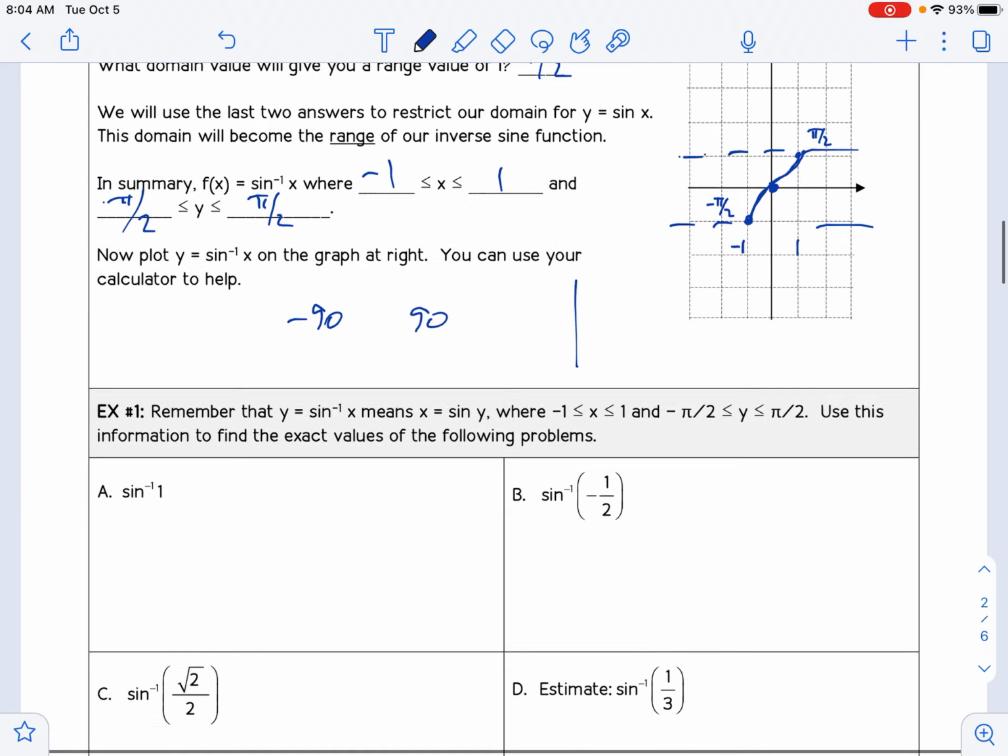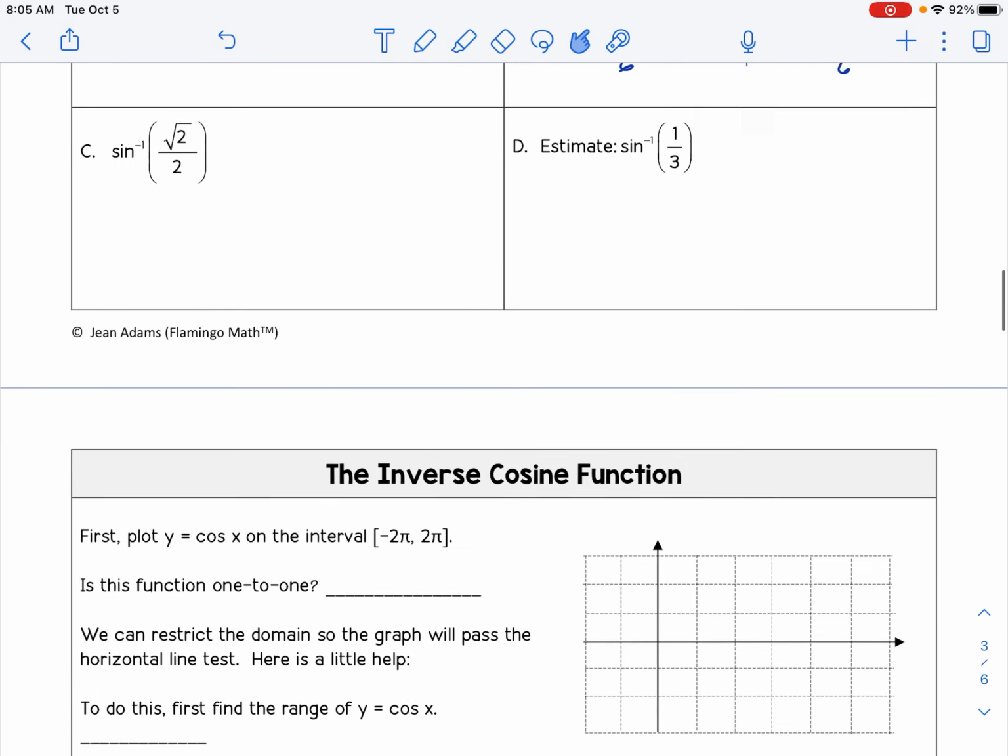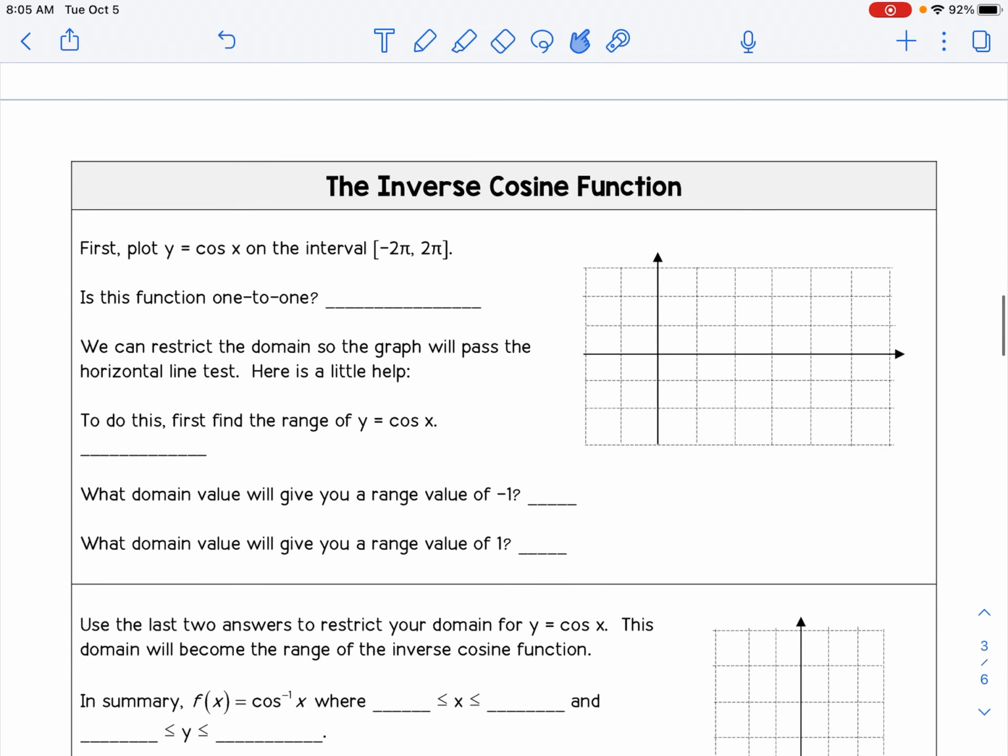So let's think about an obvious one here, sine of negative a half. You already know that that happens two places. That happens at 11 pi over 6, and that also happens at 7 pi over 6. However, if you type that in your calculator, it's only going to give you one of those two answers. You then have to know where that other answer will occur. So that's basically the gist of the day here.